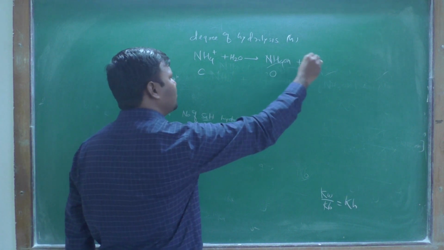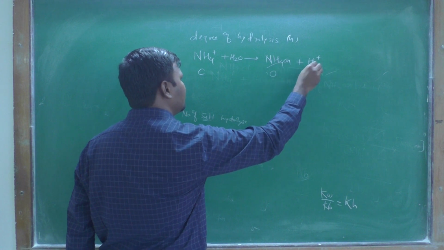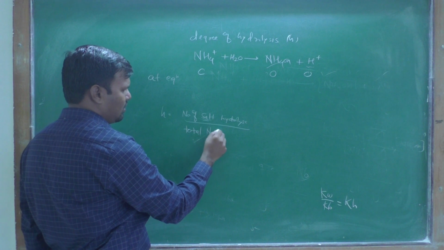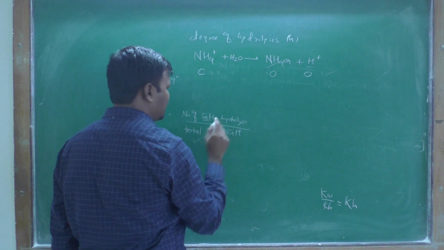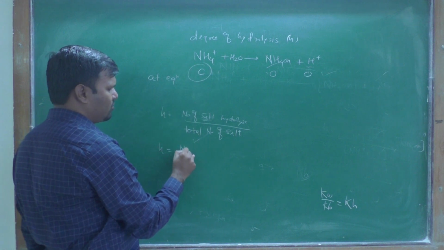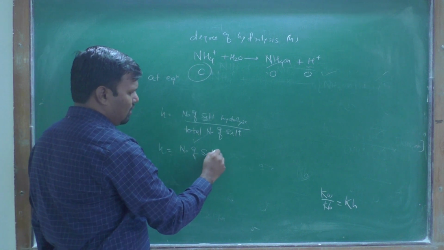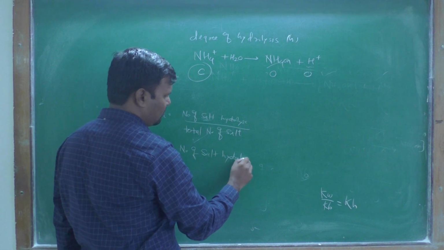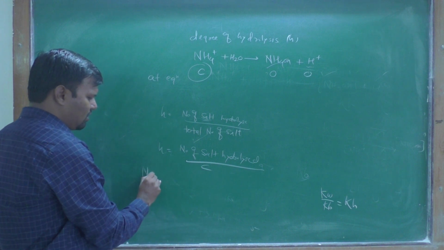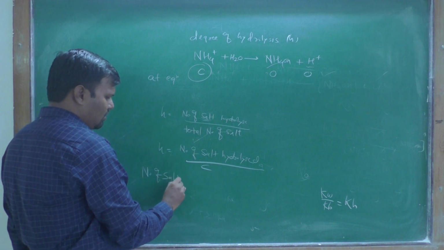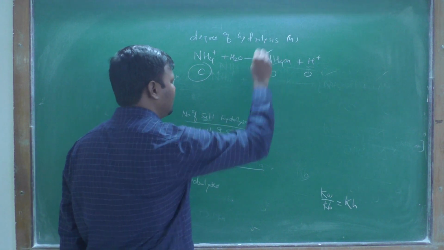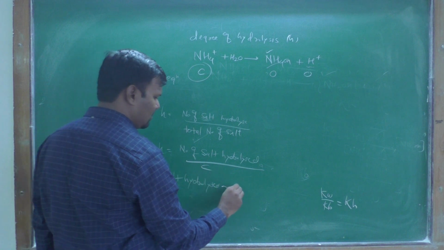Okay, the number of NH4 salt could dissociate into NH4OH and NH4 plus, that is the number of salt hydrolyzed, and the total number of salt taken, that is the initial. Therefore, the number of salt hydrolyzed upon the total number of salt is h. Therefore, the number of salt hydrolyzed means that this quantity will be equal to C into h.